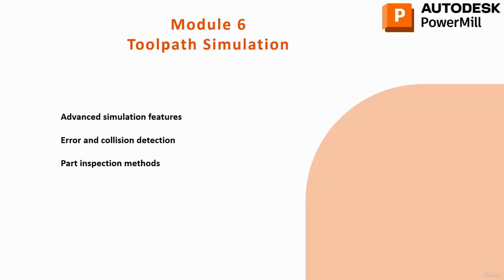I hope you will find that we have completed module number 6, which is all about toolpath simulation. In this module, we briefly discussed the advanced simulation features. We discussed error and collision detection using the gauges and collision verification toolpath method. And in the last part, we discussed the part inspection method, in which we use the probe method for the inspection tool strategy.